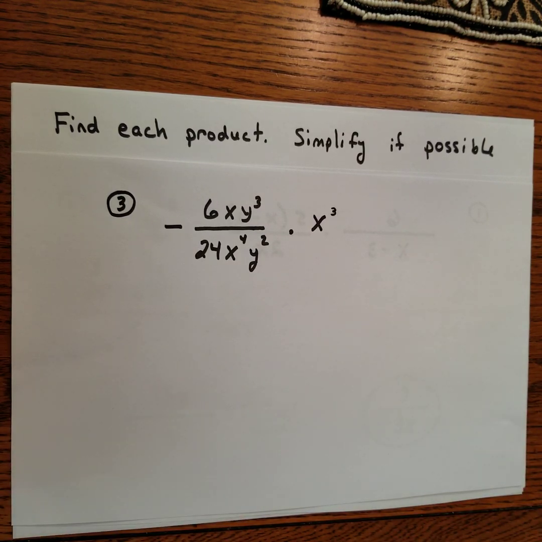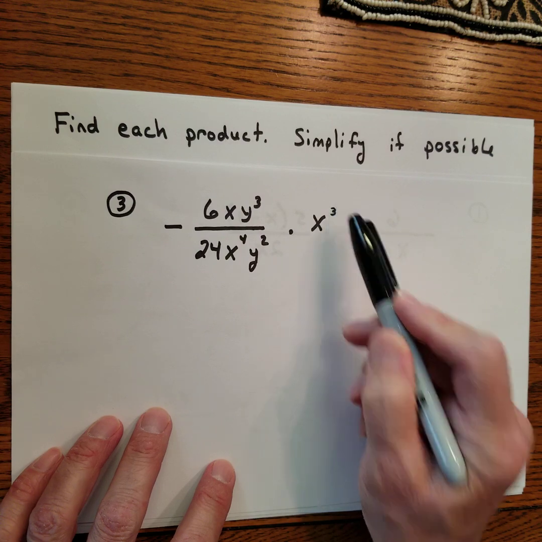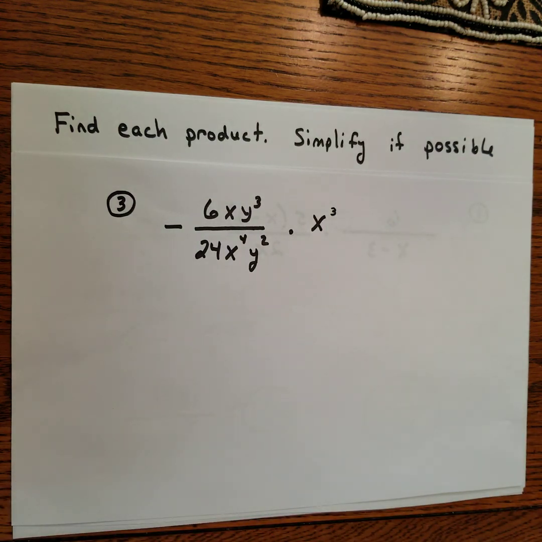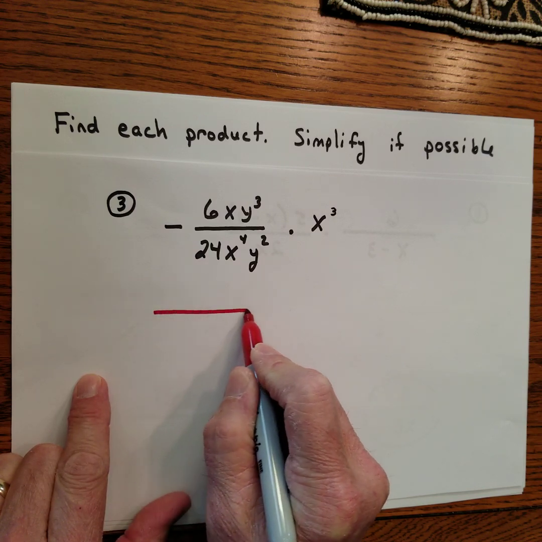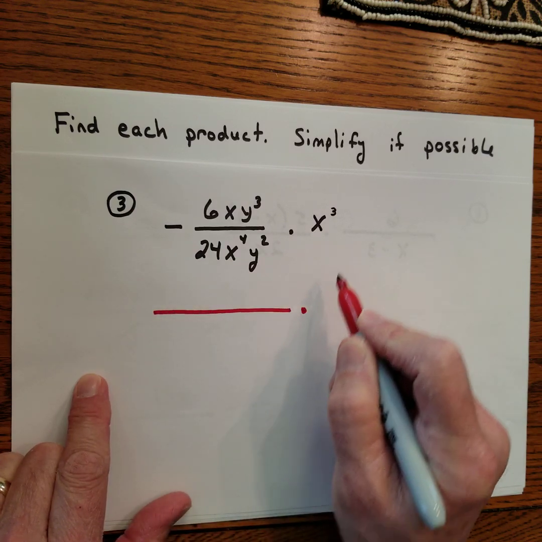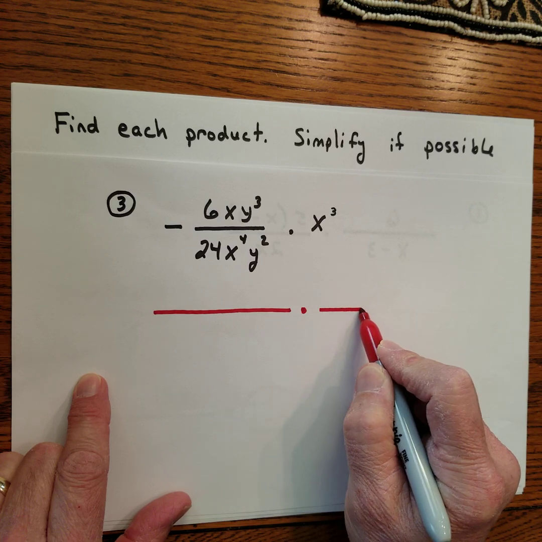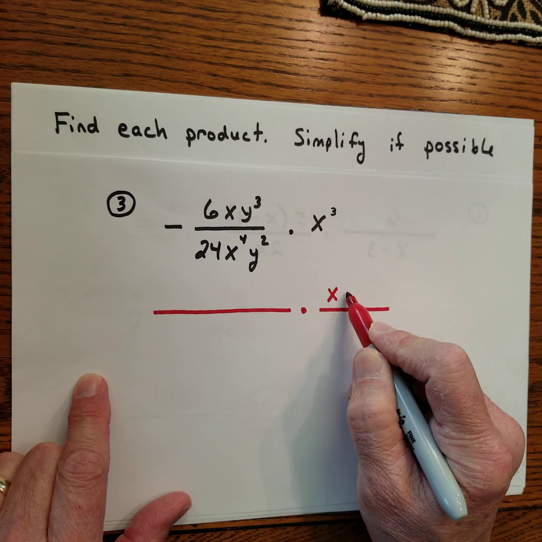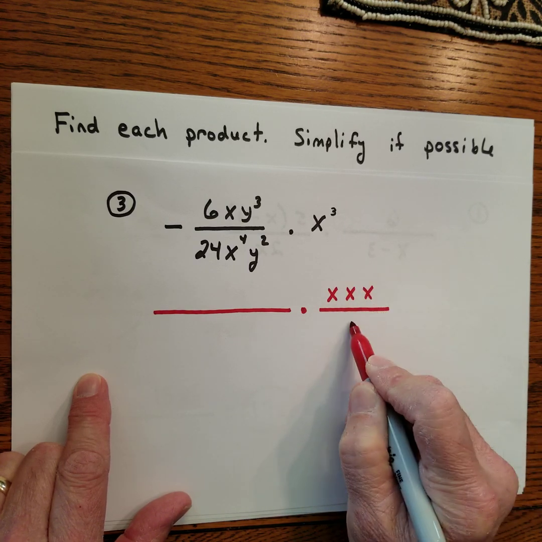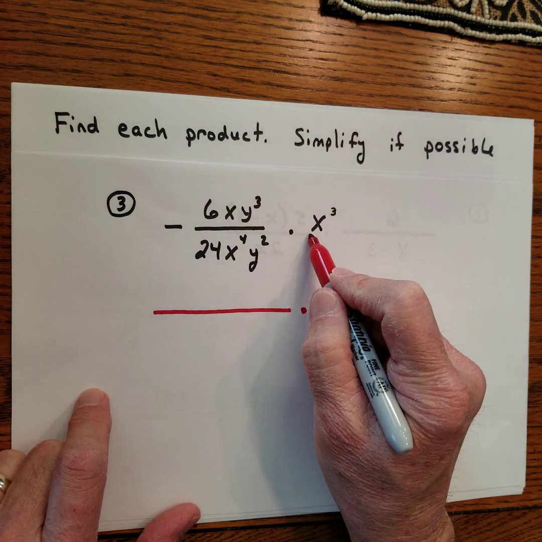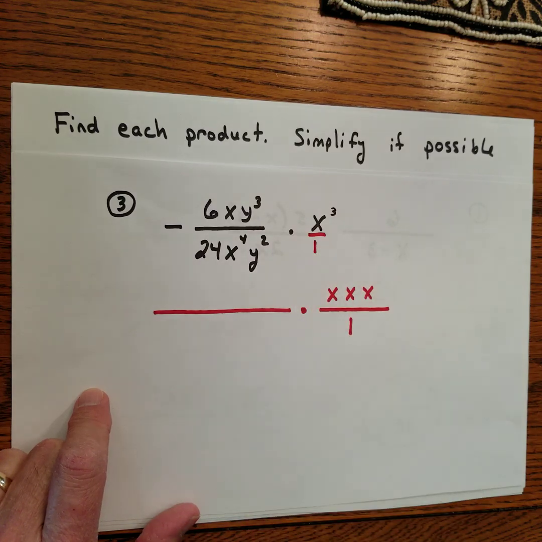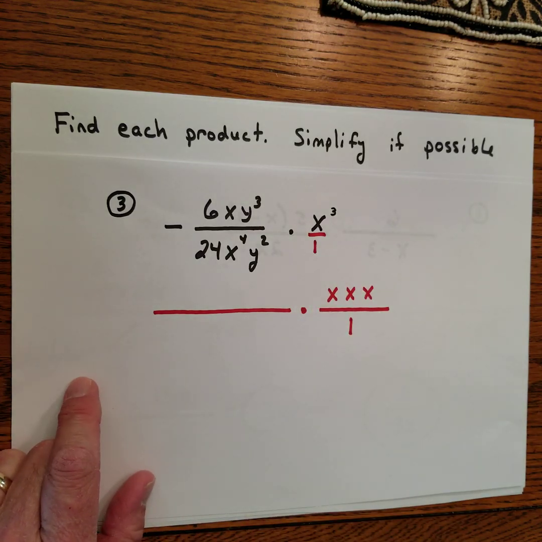Here's one last example. Now what I notice about this one is that this term does not look like a fraction. So when I rewrite this problem, I'll make this x to the third look like a fraction by putting it over 1.